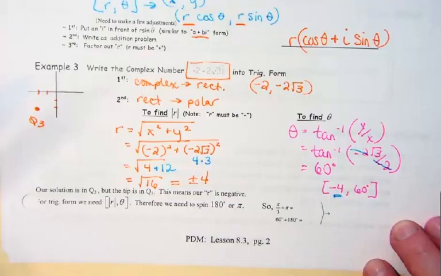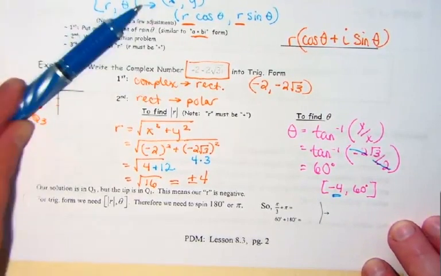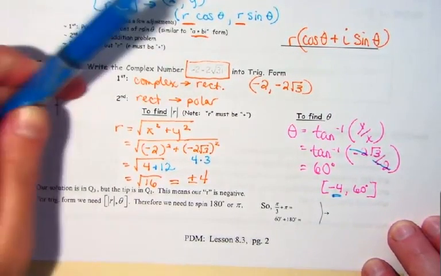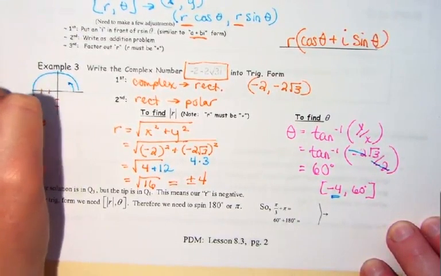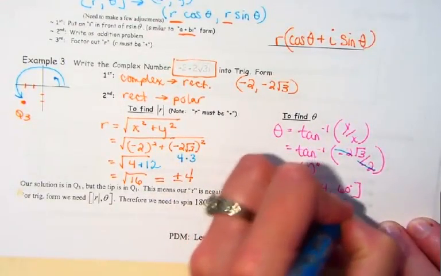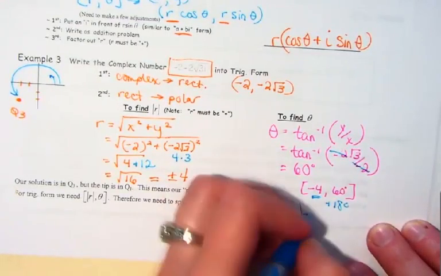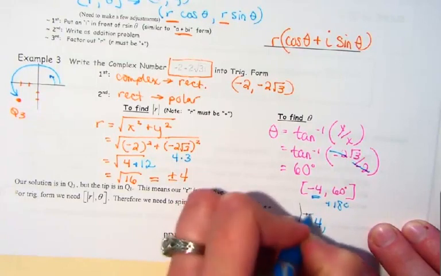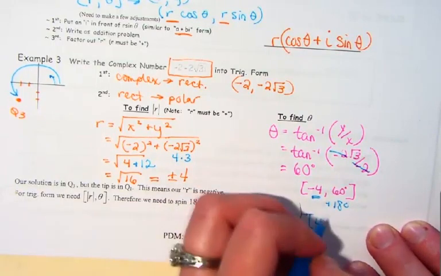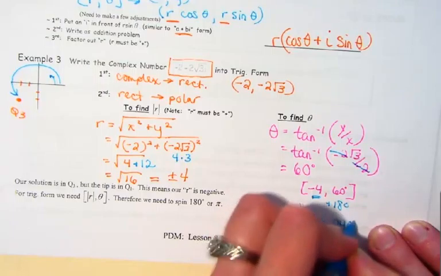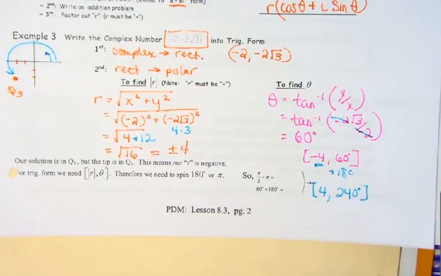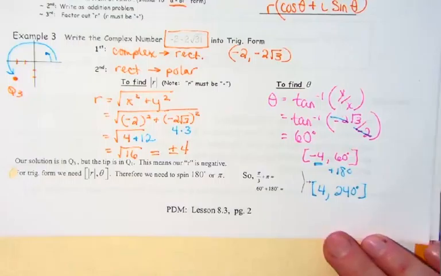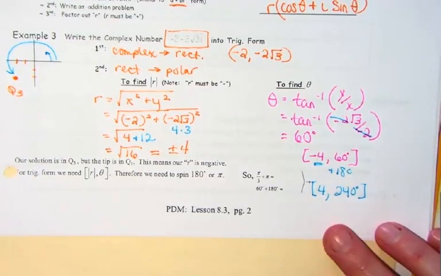That means I need to rotate my angle. Instead of just being 60, I need to rotate farther around. So instead of just rotating up to 60 here, I need to add 180 to it. Add 180 to that 60. That turns my radius to be a positive number, and my angle goes up to 240 degrees. I've converted this so I have a positive radius. I'm finally ready to put this into trig form.